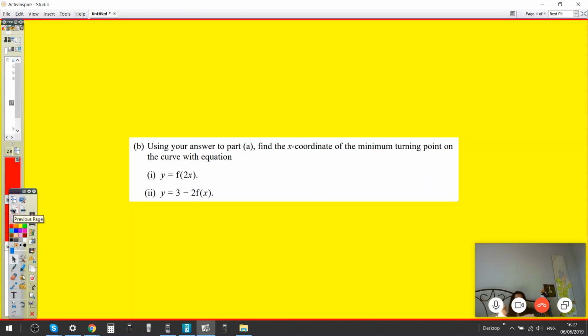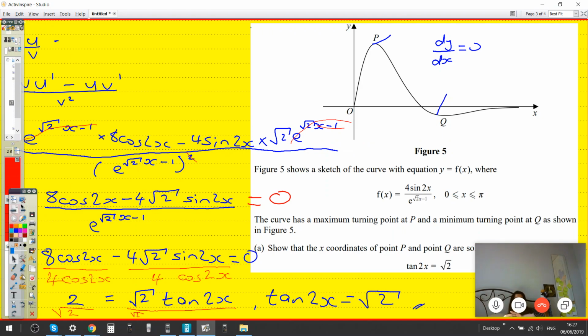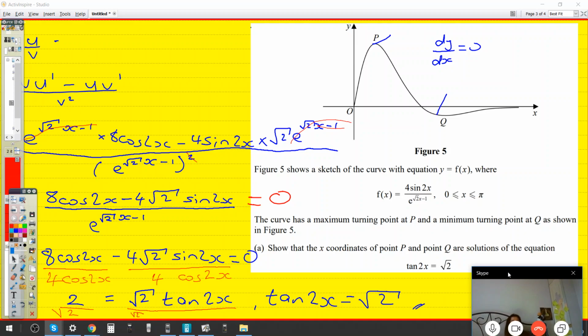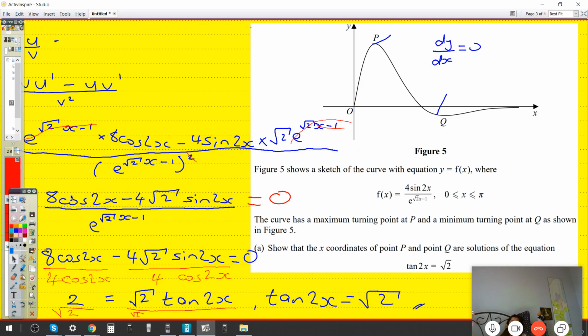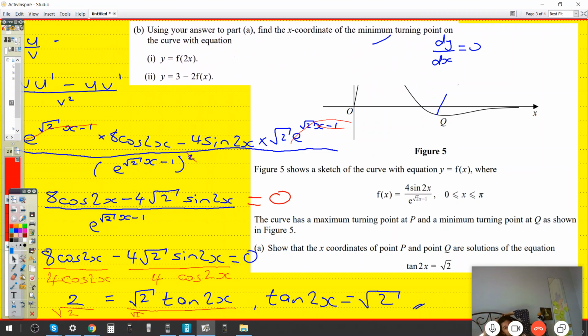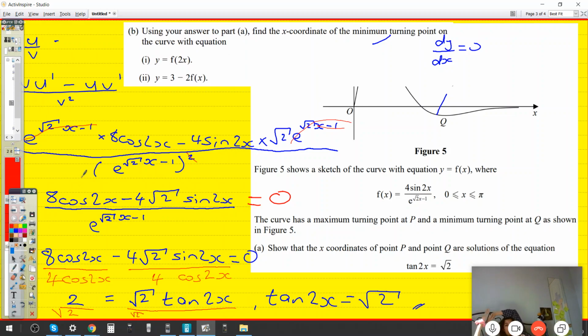So we have to do these transformations, the turning points of f of 2x. So 2x means times each x by 2. If you go 2, is it scale factor half? Well, if x becomes 2x, it squashes. Yeah, in, it squashes. Scale factor half. Yeah.